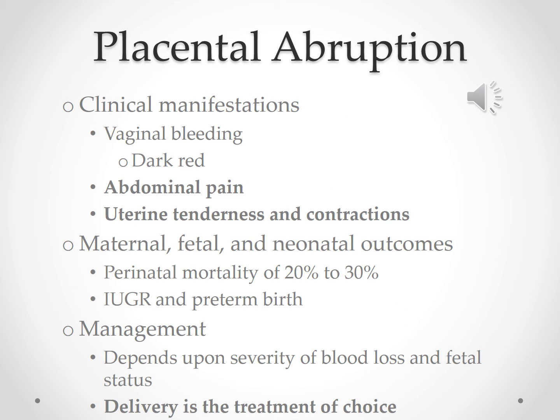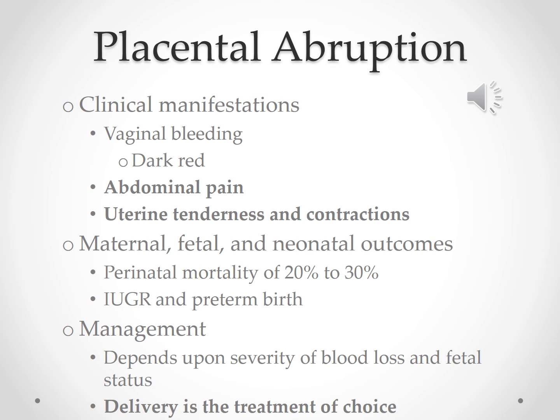So, clinically, vaginal bleeding, and it's going to be dark red. Think in comparison to the placenta previa, generally that is going to be a painless, bright red vaginal bleeding. Placental abruption is going to be dark red vaginal bleeding, and you can have it as painless if it's just a grade 1, but grades 2 and 3, you're going to have abdominal pain, uterine tenderness, you may have some rigidity noted, but you're also going to have that dark red vaginal bleeding.